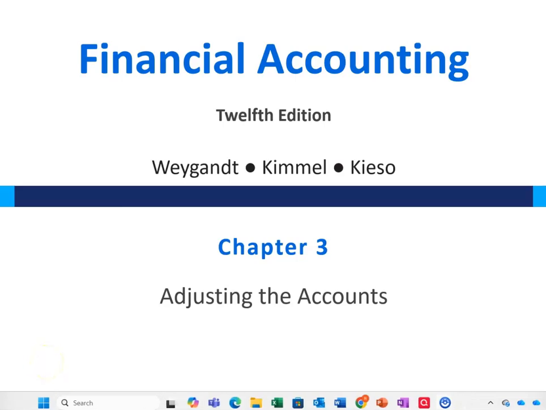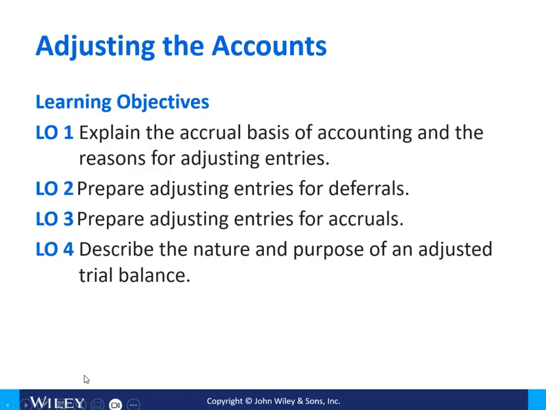In this video, we're going to be talking about Chapter 3, Adjusting the Accounts. The learning objectives for this chapter are to explain the accrual basis of accounting and the reasons for the adjusting entries. Then we'll look at the two types of adjusting entries, adjusting entries for deferrals and adjusting entries for accruals. Finally, we'll talk about the adjusted trial balance.